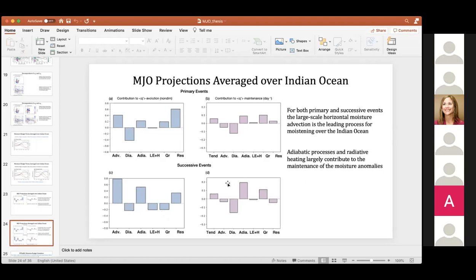Looking into the anomaly maintenance, as we expected from the line graphs, the adiabatic and radiative heating contribute positively to the moisture maintenance in successive. We can see that these are both larger in magnitude than they are in the primary, but also the diabatic term is largely negative as well. So the diabatic and adiabatic processes in both are roughly of equal magnitude and are trying to cancel each other out.